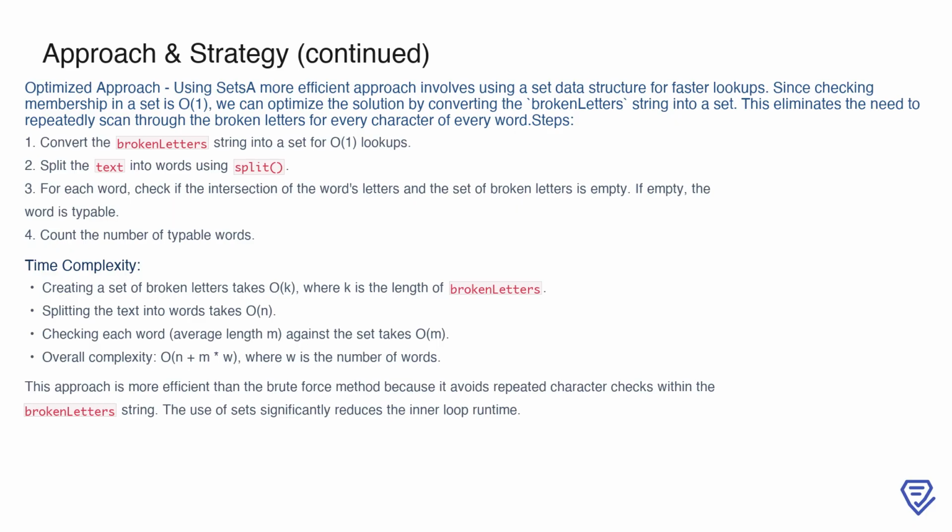For each word, instead of checking every character individually, we determine if there's any overlap between the word's characters and the set of broken letters. If there's no intersection, the word is considered typable.